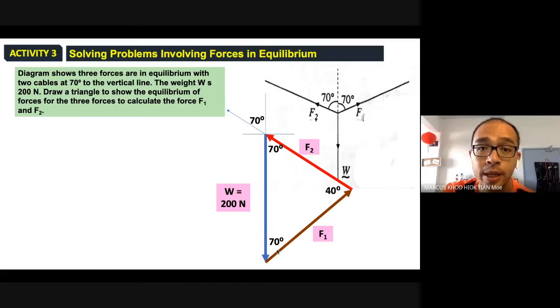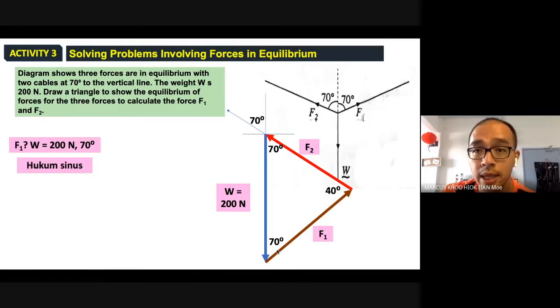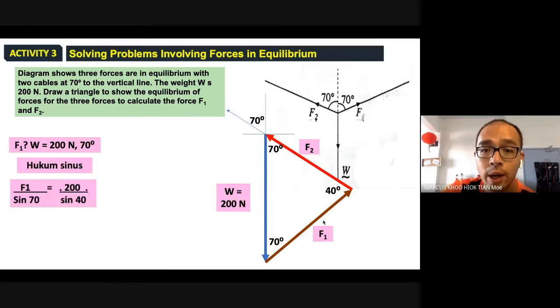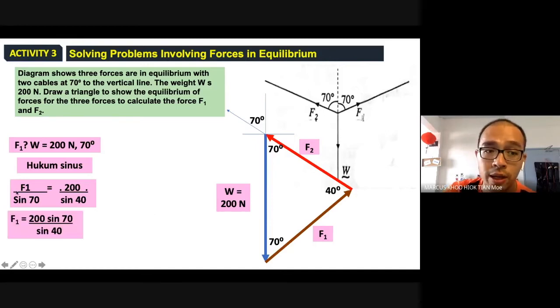So from here, we find that we can use the sine rule. So F1 over sine 70 equals 200 over sine 40, to find the value of F1. And so when you calculate, you will get 292.38 newtons.